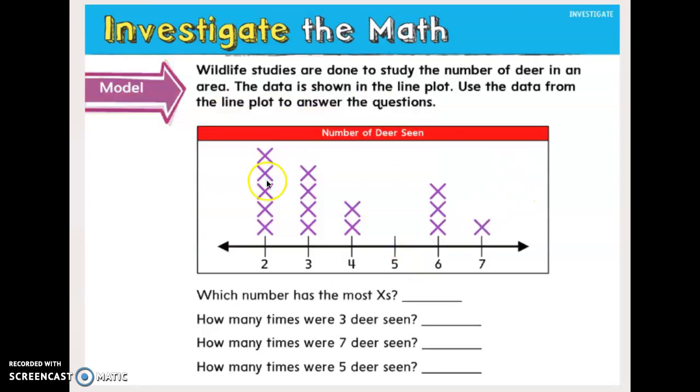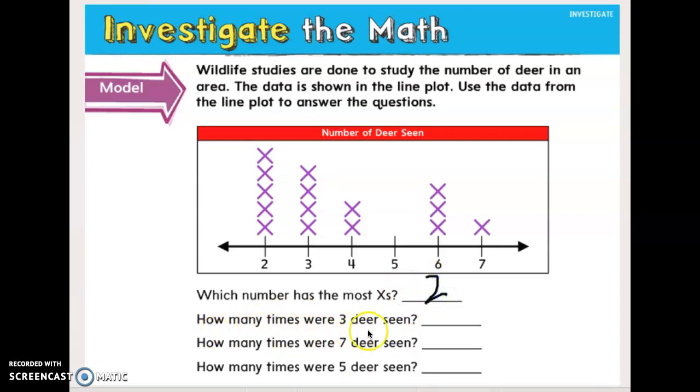So let's look at this one to answer our questions. This is a study done on the number of deer, and the data is shown here in our line plot. So we have to use that to answer a question. So it says which number has the most X's, or which one was seen the most. So we had our 2 has the most, so I would write 2 here, except I don't have my writing tool yet. There we go, right here.